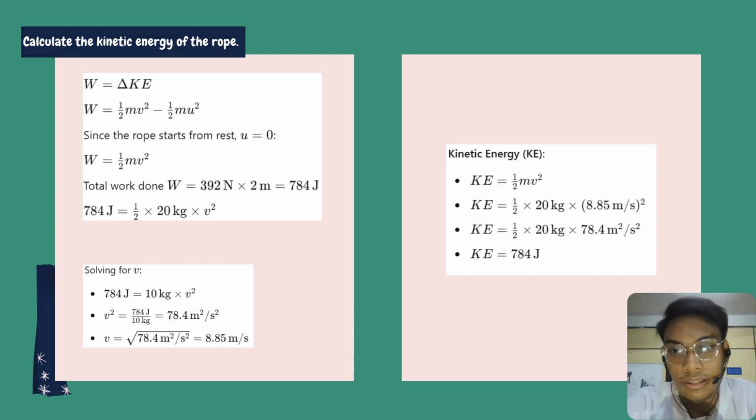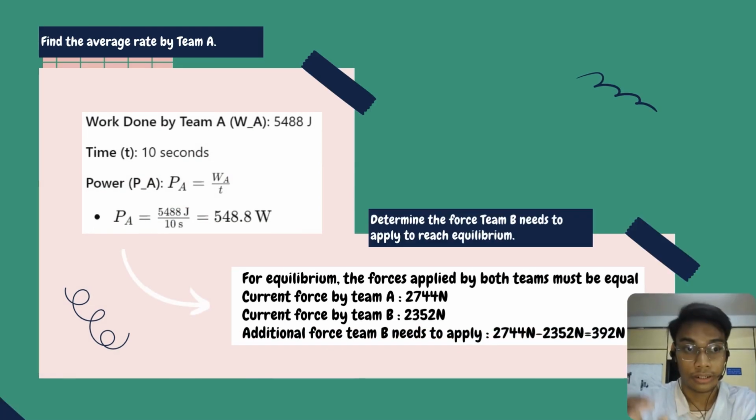So now we can find the kinetic energy. Substitute into the formula, 1 over 2 multiplied with 20 kilogram multiplied with 8.85 square, and get the answer for the kinetic energy is 718.4 Joule. Okay, now we need to find the average rate by team A.